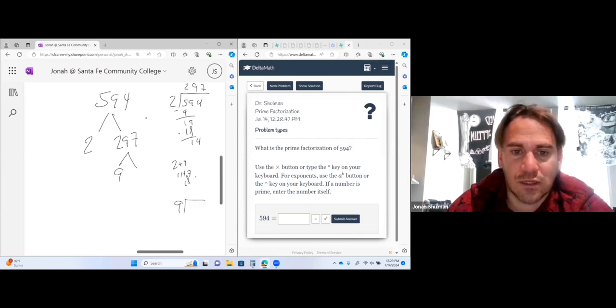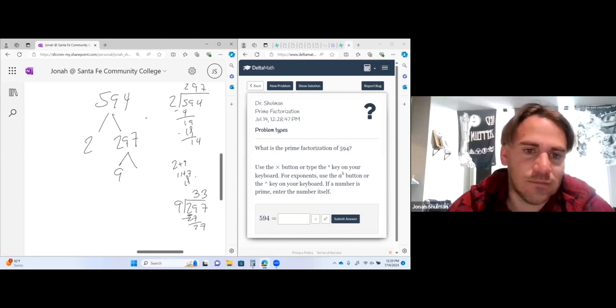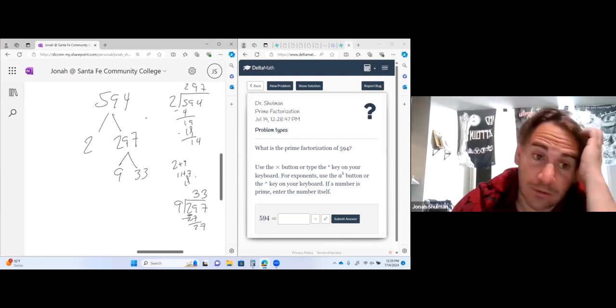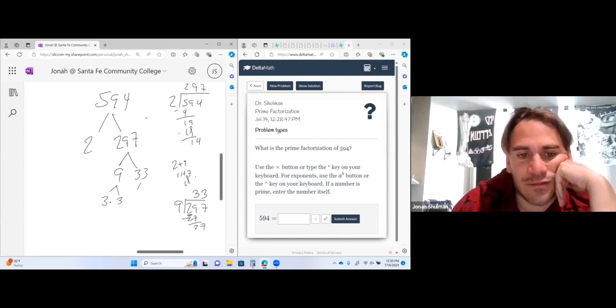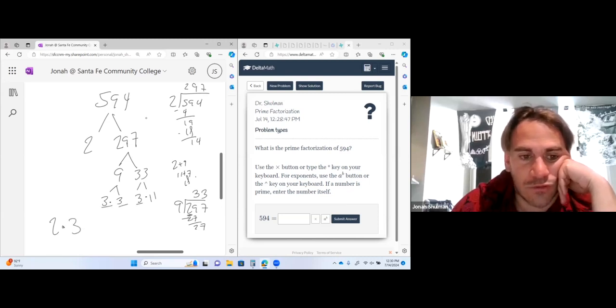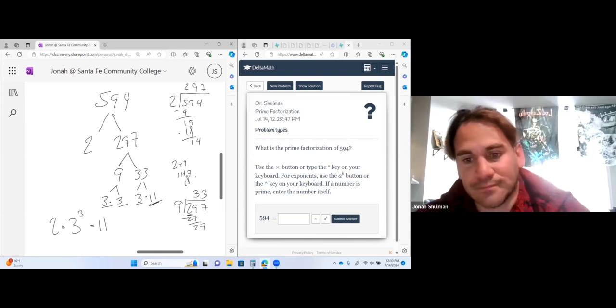So let's try that. 9 goes into 297. 9 can't go into 2. 9 can go into 29 3 times. That's 27. 9 can go into 27 3 times. So that's 33. Well, we have 2 here. 9 is going to be 3 times 3, and 33 is going to be 3 times 11. So these are all of our factors. So we know it's 2 times 3 to the third, and you can't break 11. And that's what it is.